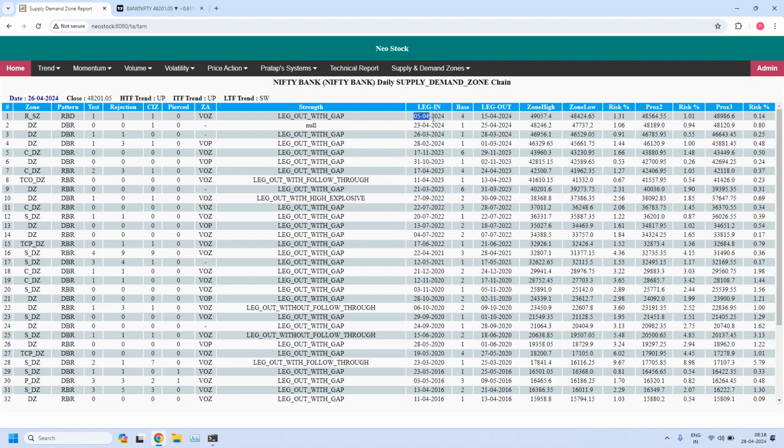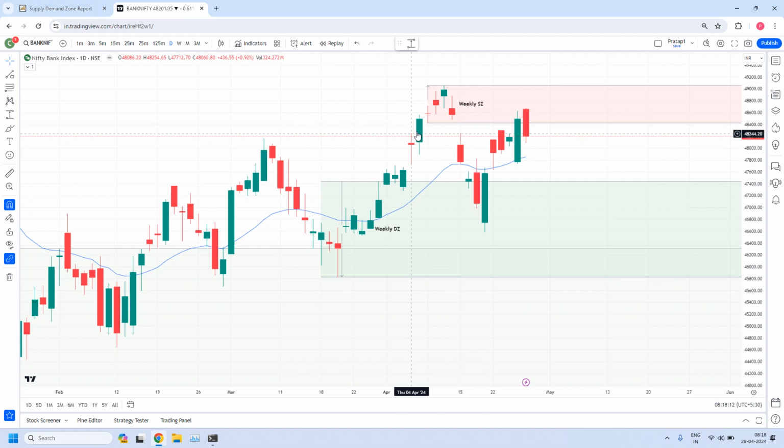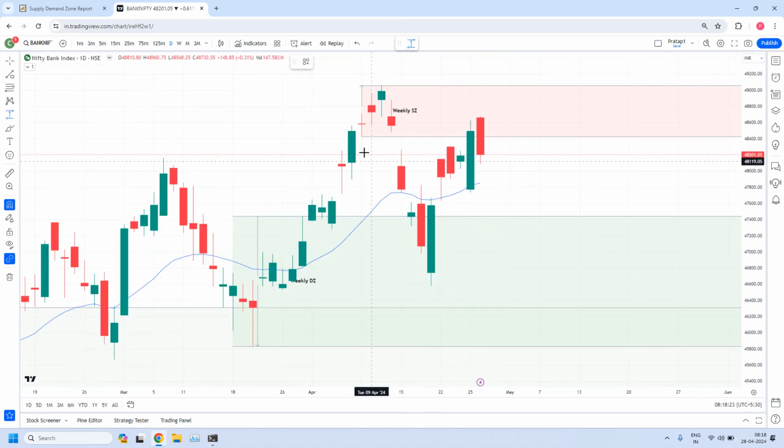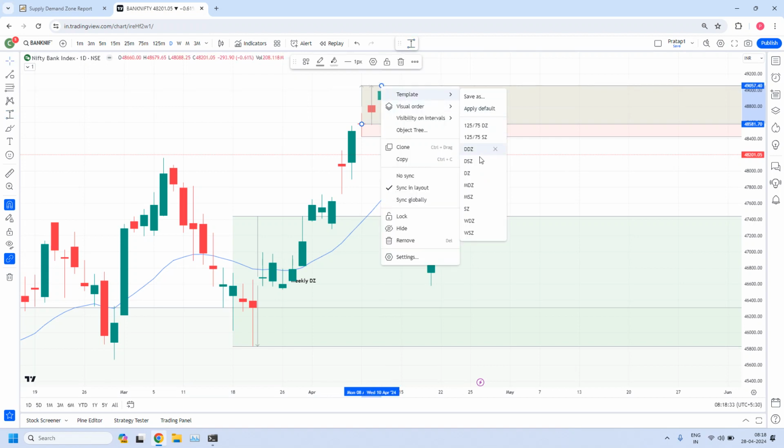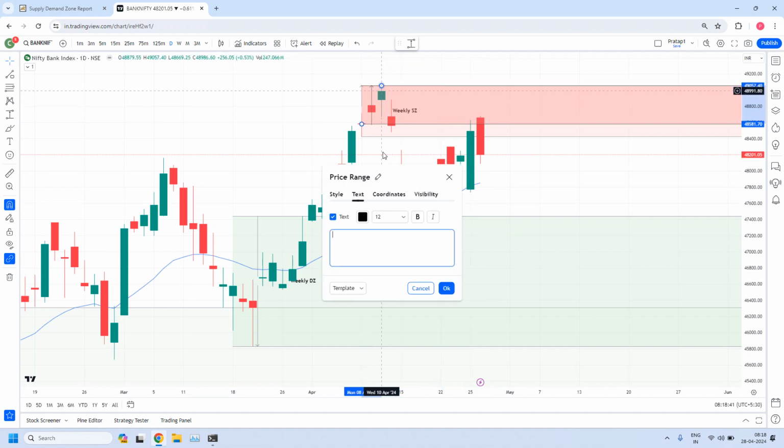So when is the leg in? 5/4/2024. After that 4 base candles. So this is the one, 5/4. After that 1, 2, 3, 4 base candles, and you have a hidden body drop candle. So let me add the color to the daily supply zone. Okay, and also let me add the text: this is a daily high liquidity supply zone.